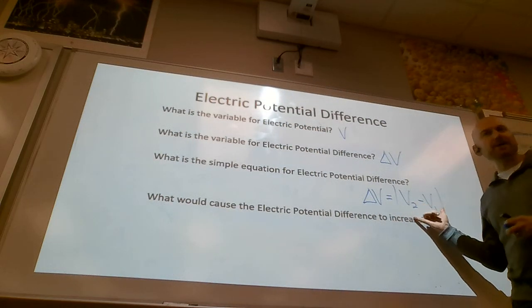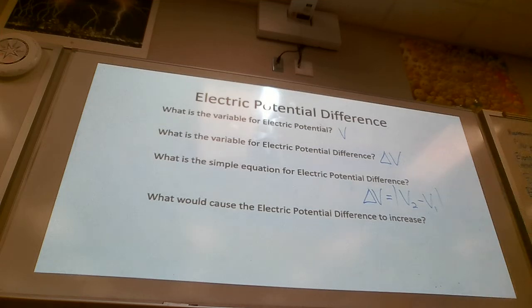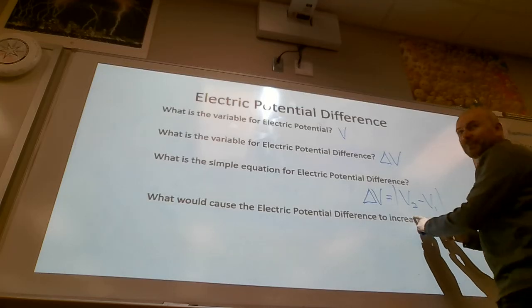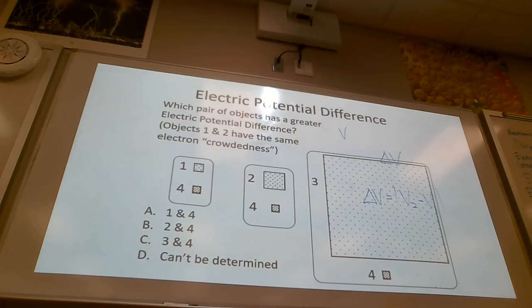Hopefully you said a bigger contrast in the electric potentials. Good with that? Bigger the difference. Using the word to define itself. Bigger contrast between these two. Okay. Bigger difference in crowdedness. Okay?